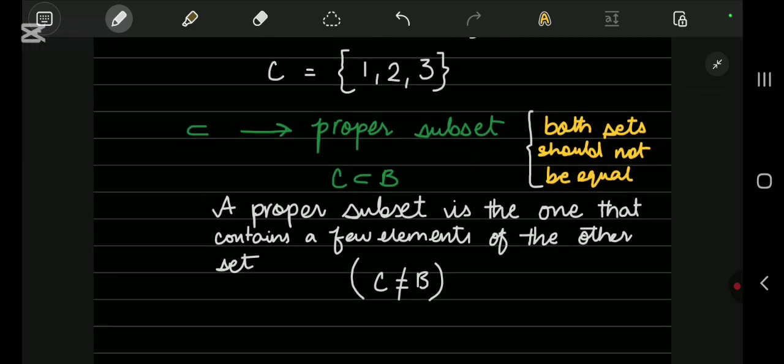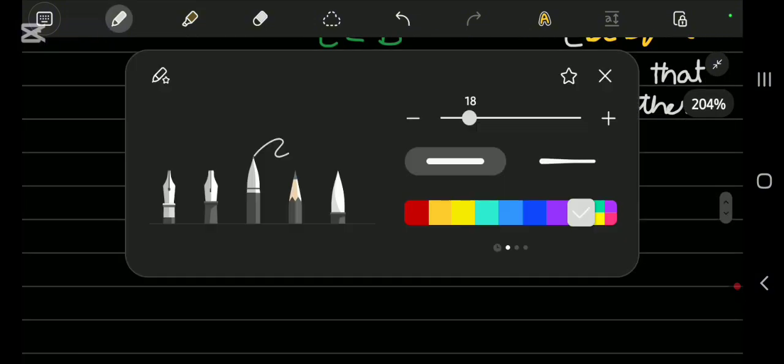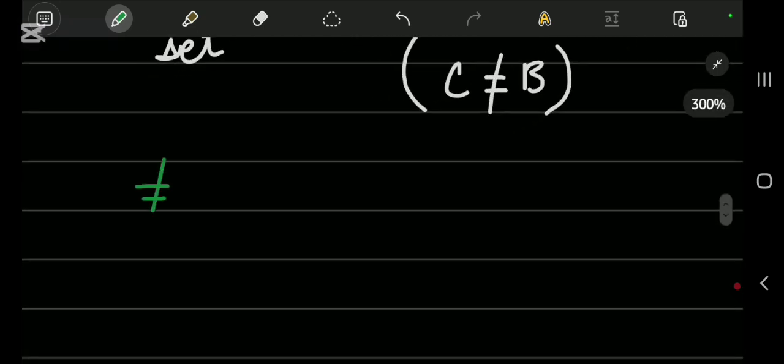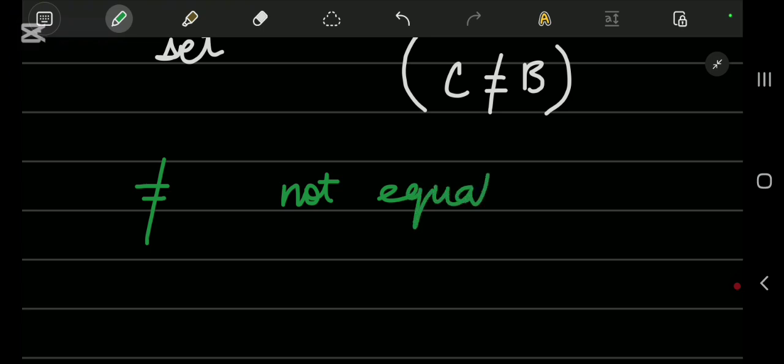Now let's get back to the rest of the symbols that we are left with. If on an equal sign you have a slash, that represents that one set is not equal to the other, so this represents not equal to. This epsilon with a slash means not an element of.